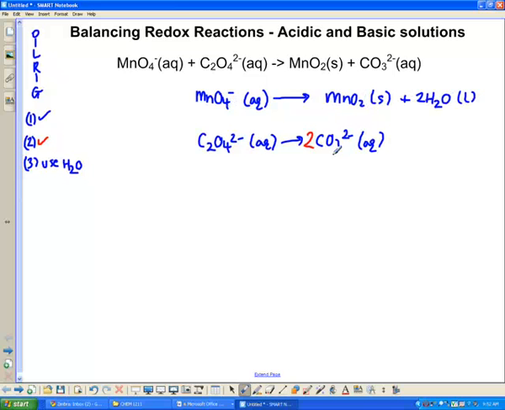And when we go over to the other side, notice we have 6 oxygens here. It's not 3, it's 6, and we've got 4 here. So we're going to put 2 water molecules here as well. So we've balanced our oxygen. Now we're going to go on to step 4, where we balance our hydrogen. And for that, we're going to use H+ ions.